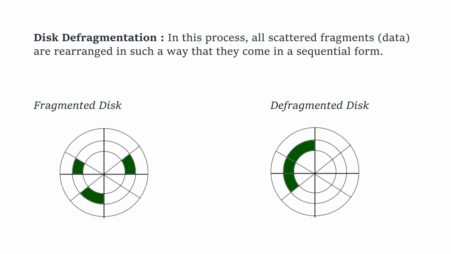Then what is disk defragmentation? It means that in this process, all the scattered fragments of the same software are rearranged in such a way that they come in a sequential form. So this fragmented disk has pieces of software in various memory locations, and this defragmented disk has the fragments in a sequential manner so that the disk drive can read it faster.